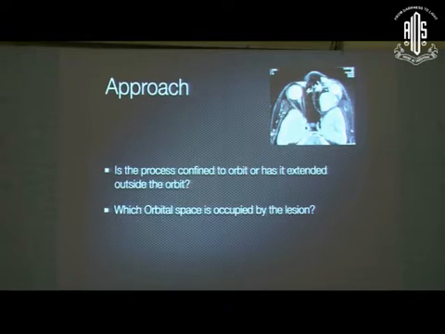Now the approach is we should first try to see if the process which is causing proptosis is confined to the orbit or has it extended outside the orbit. Second question that you should look for is which orbital space is occupied by this lesion. And many times with the first clinical examination you are able to get a lot of information, but many times you also need to rely on imaging.